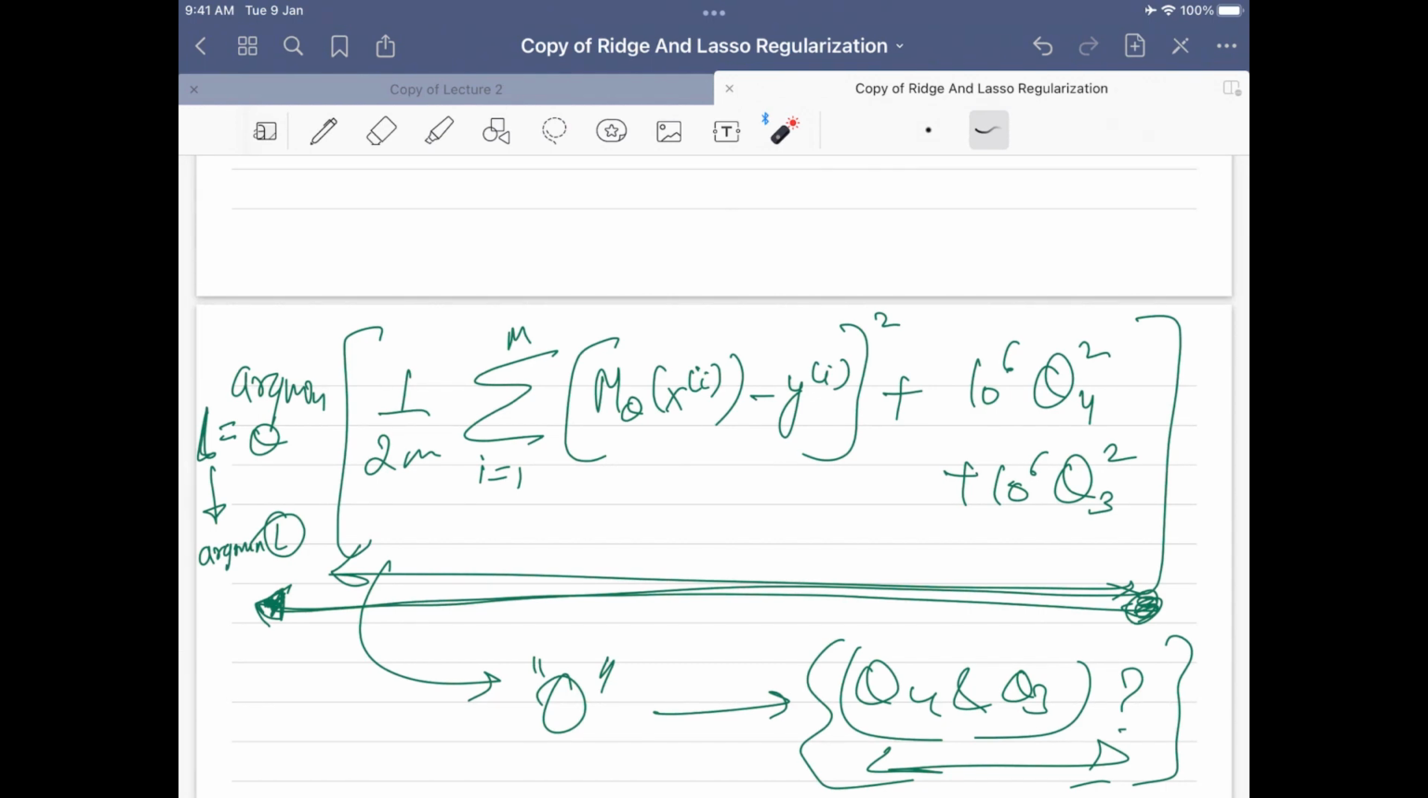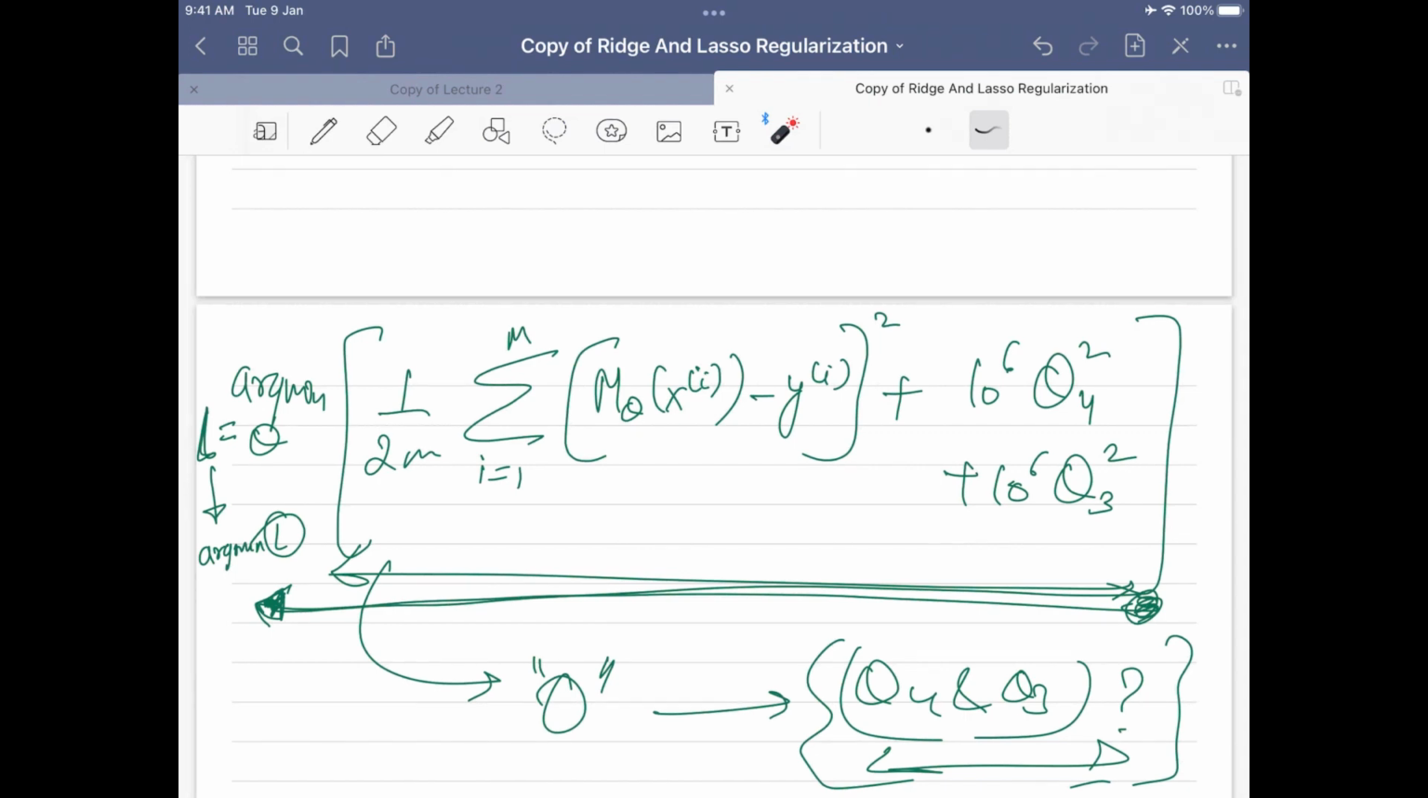Like I do not want to know the exact value of theta 4 and theta 3. Can anyone tell me whether it will be high or will be very low, if I want to minimize this complete loss function? Anyone?